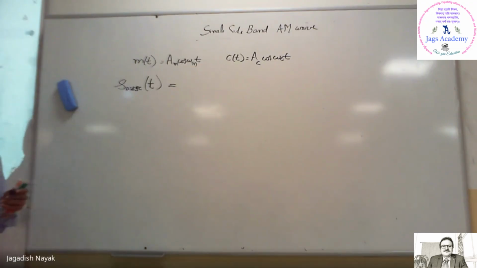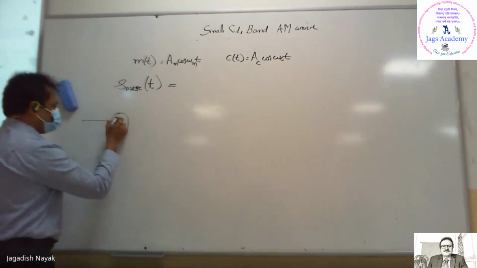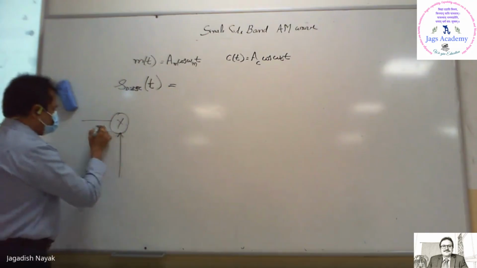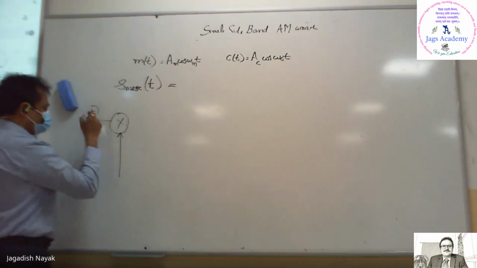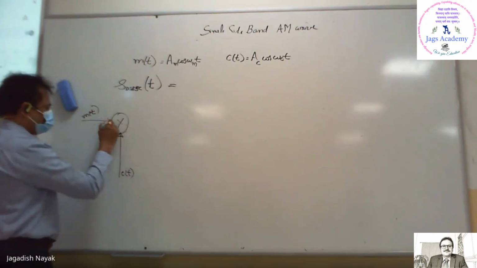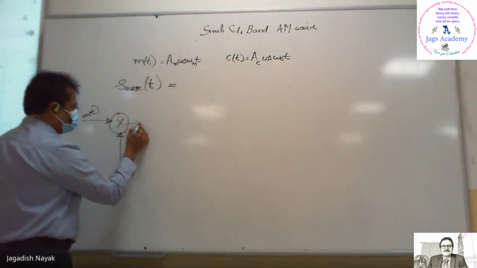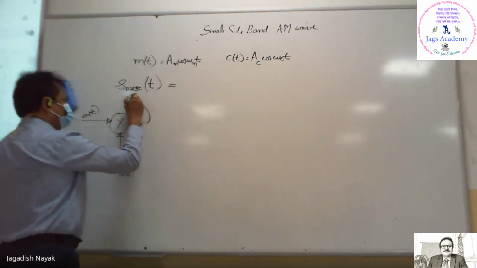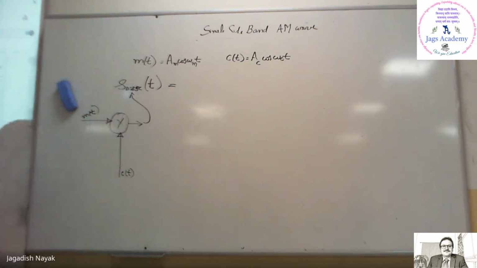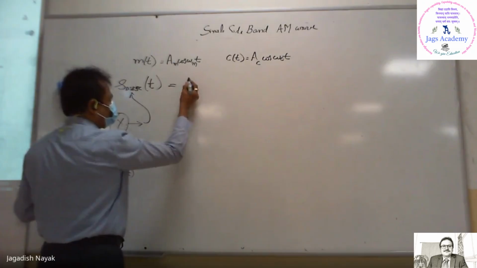How do you generate double sideband suppressed carrier? I told you it's very easy, just a multiplier. This is your m of t and this is your c of t. Now, what you get here is double sideband suppressed carrier. Can you just write an expression for this?